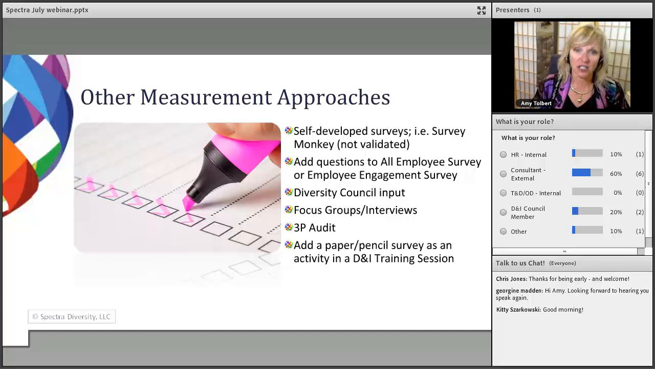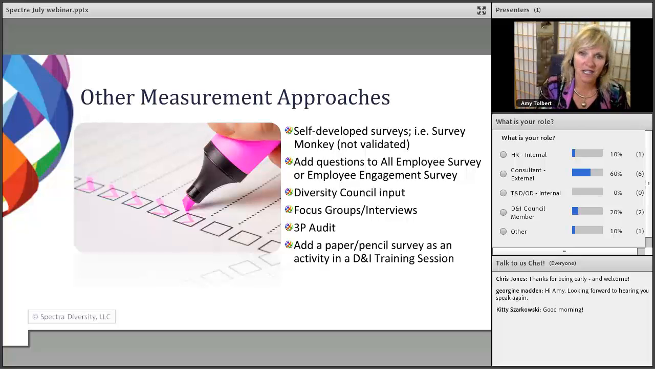You're adding questions to your all-employee survey, or you're relying on your engagement surveys to be a metric for diversity and inclusion. And that's great. I mean, that's a place to start. But here's the thing. You don't want to just start there and then say, okay, that's it, because quite frankly, they're pretty generic questions.